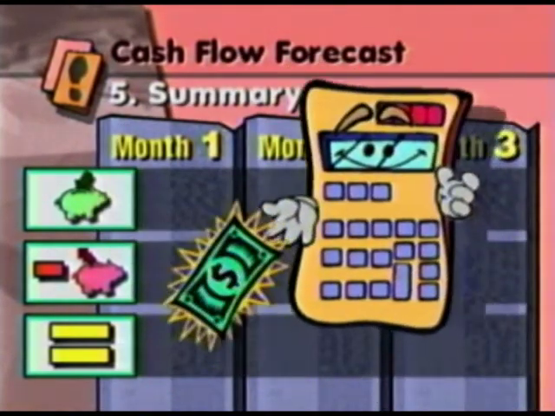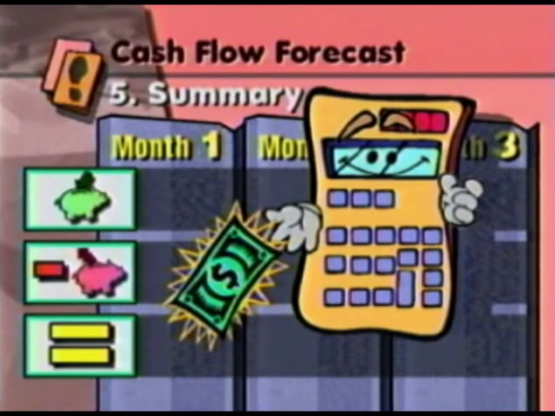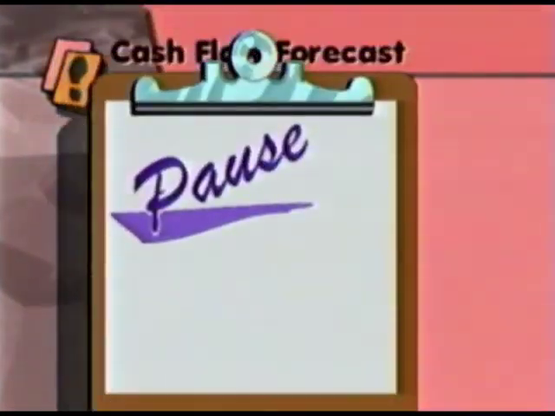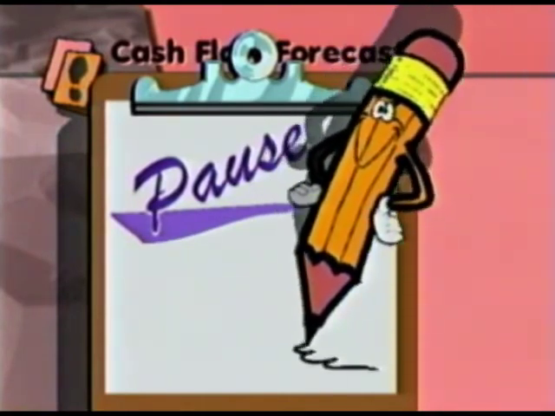Now take some time to calculate your final monthly cash position for the period. Pause while you write, then press play to continue.